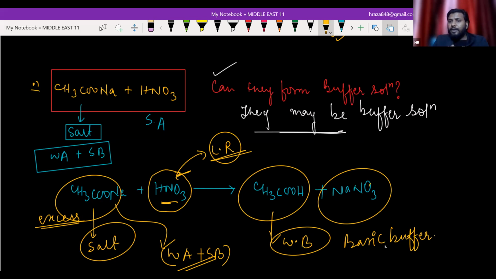There is a condition to form a basic buffer solution: only if the strong acid is the limiting reagent. If it is in excess, or equal to the CH3COONa, then it won't form a buffer solution. But if it is the limiting reagent, then it will be a buffer solution. I just proved it, because in solution the weak acid and its salt will be present.